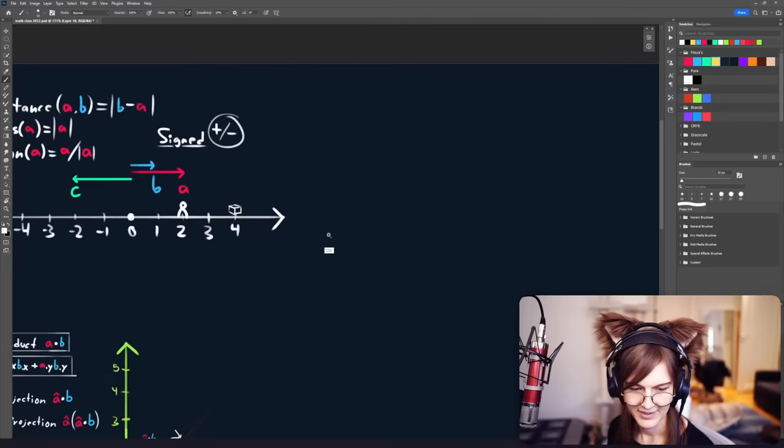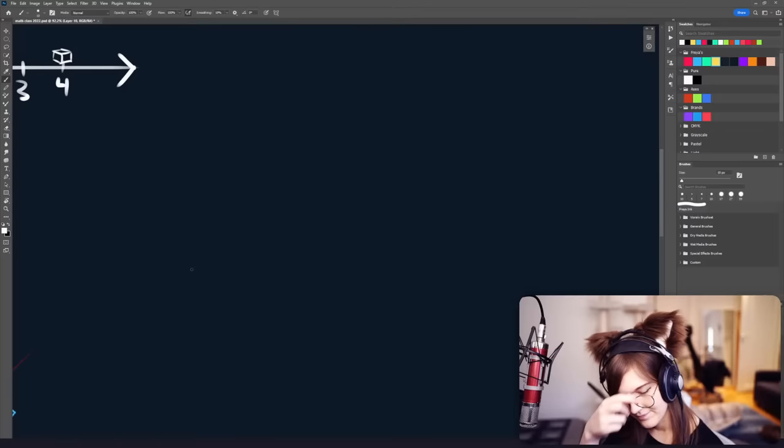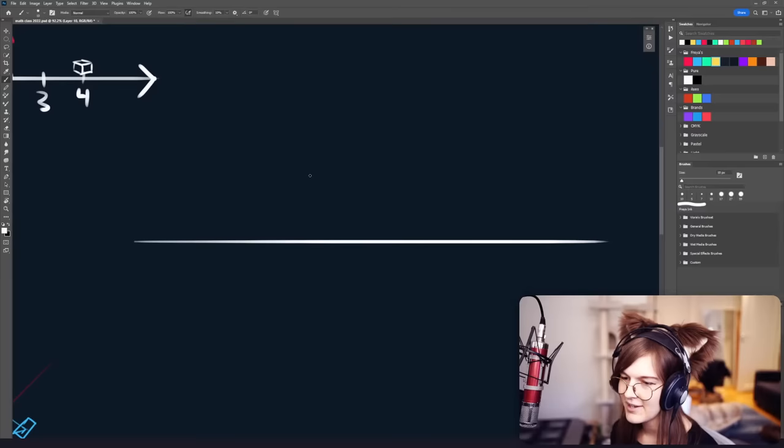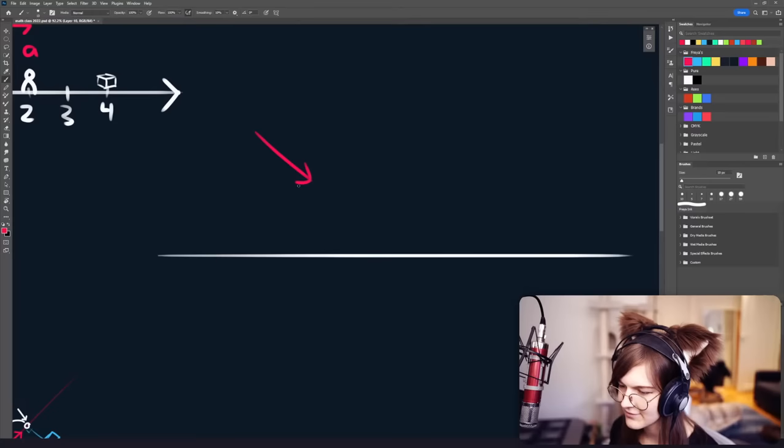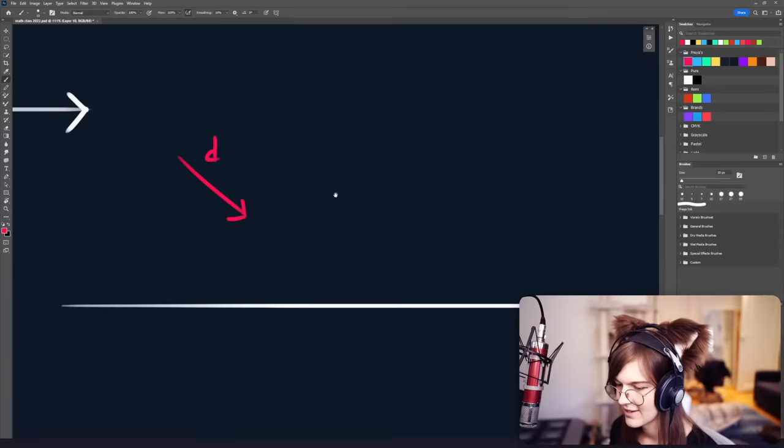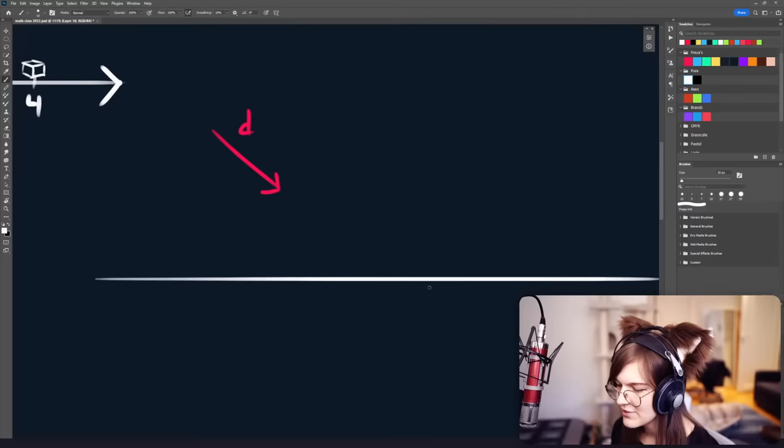All right, so what we want to do here is that we have some surface, right? And we have a laser that is moving in some direction. So let's say that we have the direction of our laser. Let's call that D, for direction. And then it's going to hit some surface somewhere, right? So this is our surface.